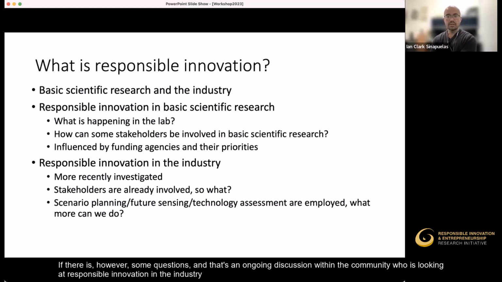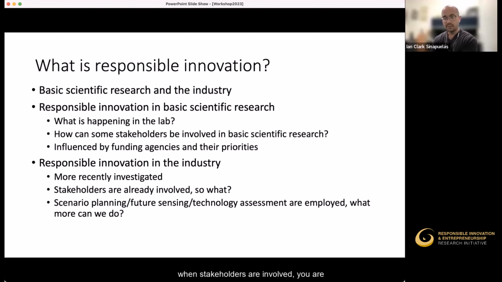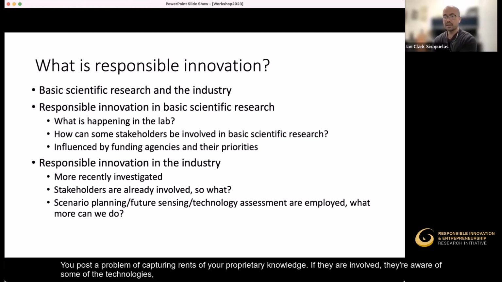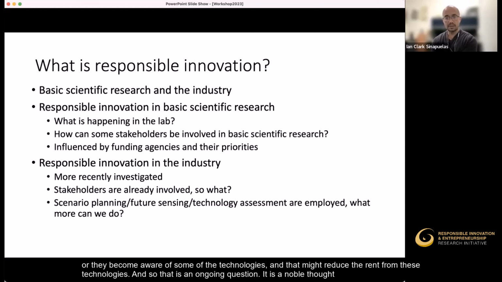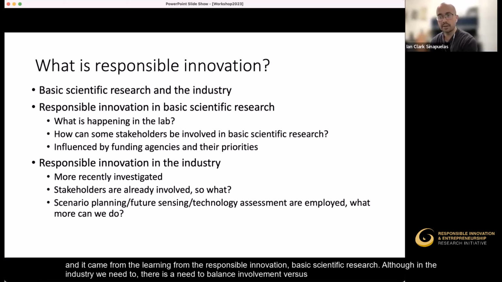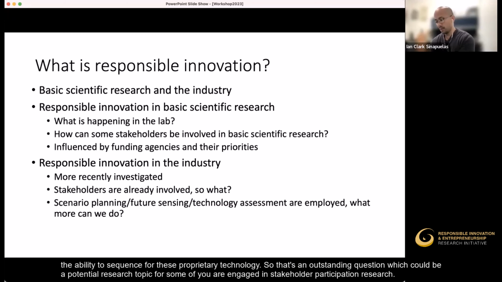There are, however, some questions, and that's an ongoing discussion within the community looking at responsible innovation in the industry. When stakeholders are involved, you pose a problem of capturing rents of your proprietary knowledge. If they are involved, they become aware of some of the technologies, and that might reduce the rent from these technologies. And so that is an ongoing question. It is a noble thought, and it came from the learning from responsible innovation in basic scientific research. Although in the industry, there is a need to balance involvement versus the ability to seek grants for these proprietary technologies. So that's an outstanding question, which could be a potential research topic for some of you who are engaged in stakeholder participation research.